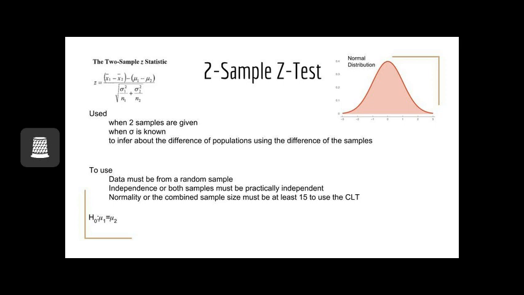To use, you need to follow three conditions. The data must be randomly selected, the data must be independent or practically independent, and the normality of the combined sample size must be at least 15 to use the central limit theorem. The null hypothesis for the two-sample t-test is that the mean of a population equals the mean of another population.